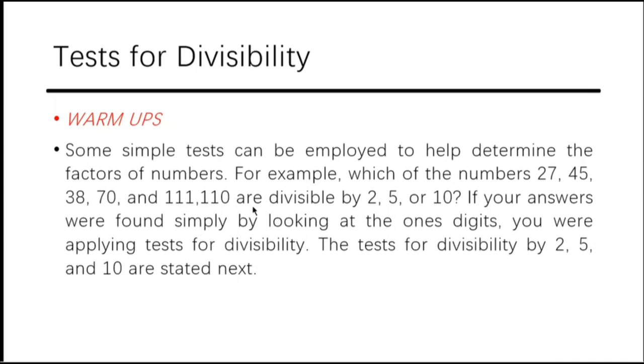So sa case na to, pwede natin sabihin na divisible by 2 ay pwede ang 38, 70, and 111,110. Yan for sure, divisible yon sa 2. Pag by 5 naman, pwede ang maging divisible by 5 ay yung 45, 70, 111,110. At kung by 10 naman ang pag-uusapan, kung divisible by 10, meron tayong 70 and 111,110.